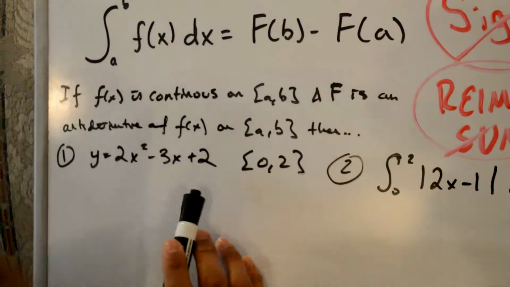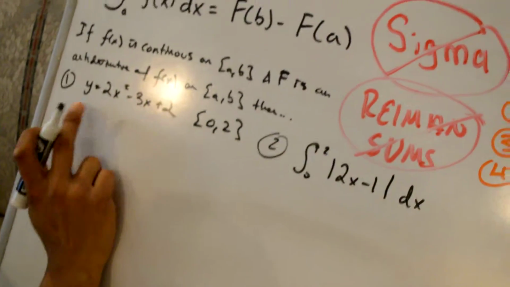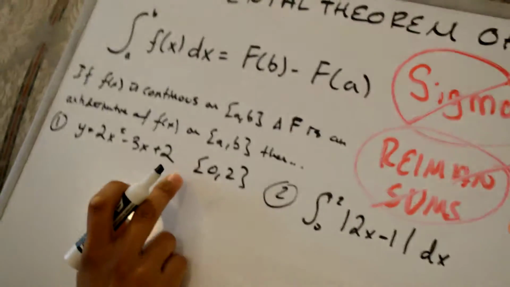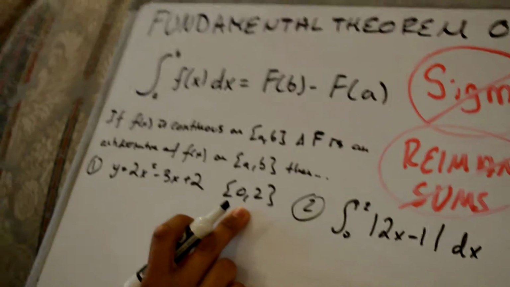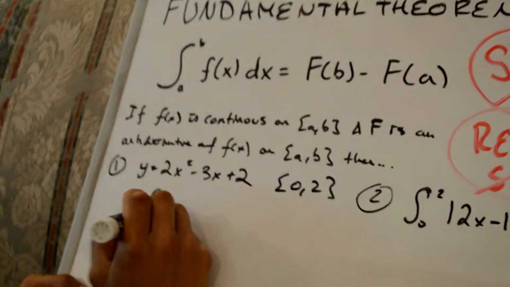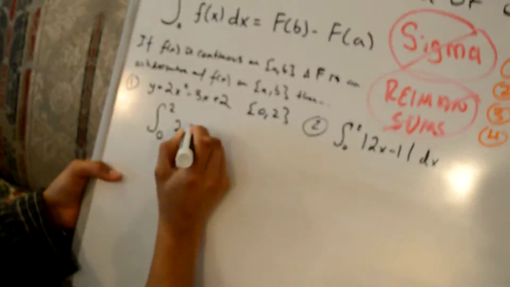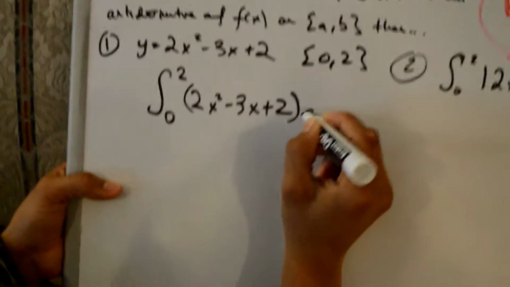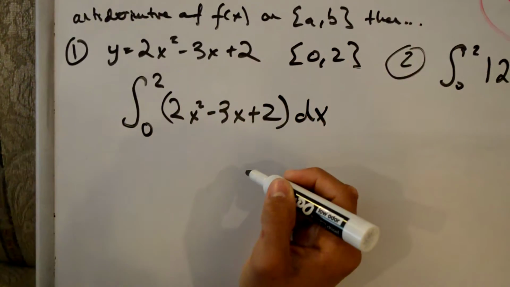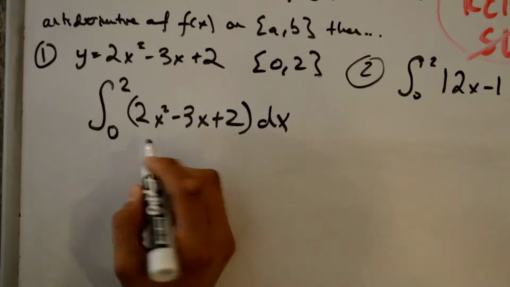So here let's use our first problem, right? So here they're giving us a function, right? And they're telling us to evaluate it from 0 to 2. So first, remember, we have to write it in integral form. So from 0 to 2 of 2x squared minus 3x plus 2 dx. Alright, and so now that's good. Now we have to find the antiderivative, right?